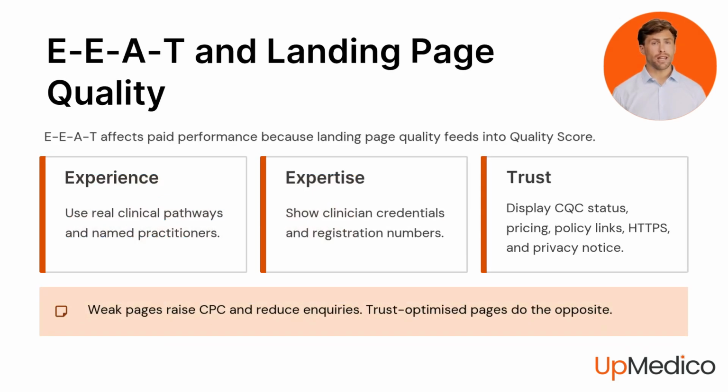EEAT, experience, expertise, authoritativeness, and trustworthiness, affects paid campaigns directly because Google Ads uses landing page quality as part of quality score. A weak landing page is a commercial problem, not just a compliance one. It raises cost per click and makes it harder to hold position. In practice, EEAT for a clinic landing page means named clinicians with GMC, GDC, or HCPC credentials visible, CQC registration displayed, accurate treatment descriptions, transparent pricing, and a visible complaints policy. The gap between clinics that do this and those that do not is measurable in both cost per click and cost per acquisition.